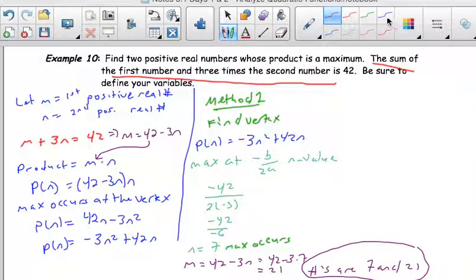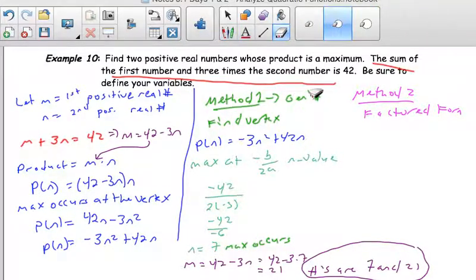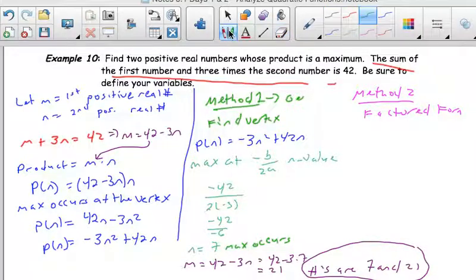I want to solve this by a second method. So method 2, I'm going to use intercept form, or factored form. Method 1, I should have written that down, this is using general form. In both cases, we need to find the maximum.